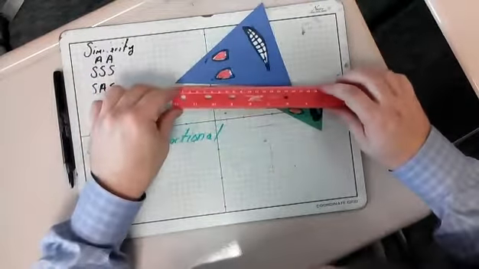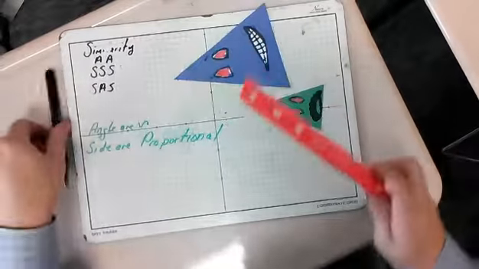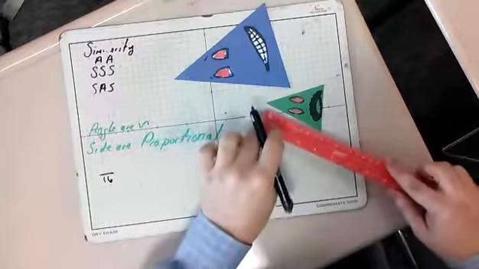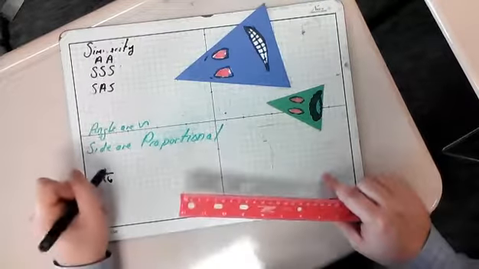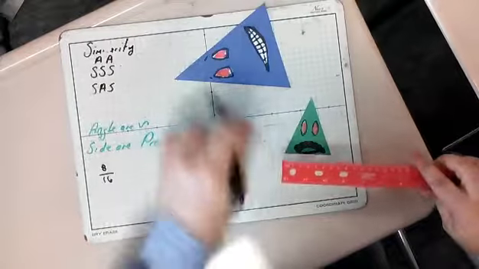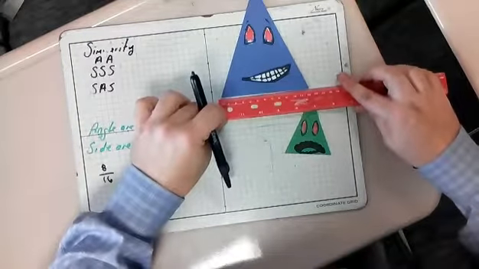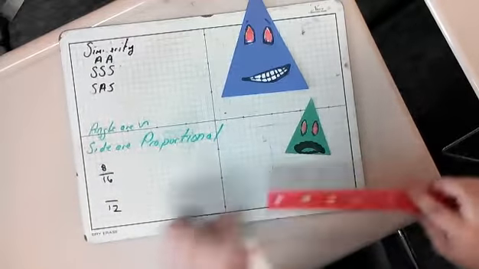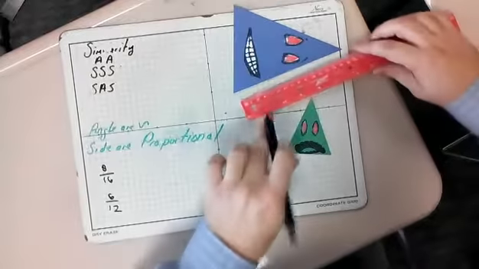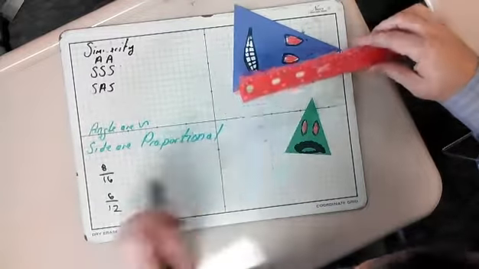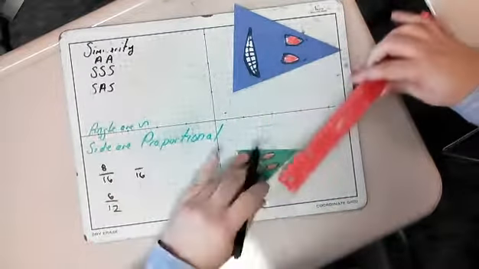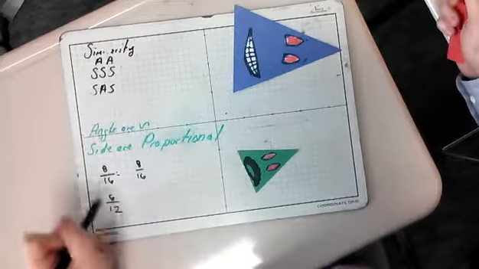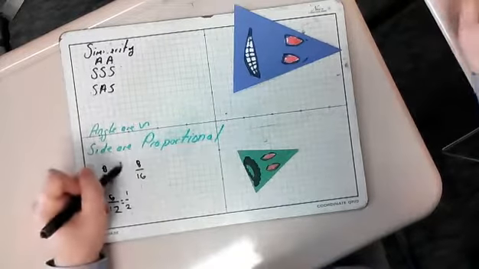Okay, so this guy, he's about 16 centimeters. I'm going to write that down. 16 centimeters. Going the same way, he's about 8 centimeters. I have to check all three sides. So this is 12, and that's 6. Then I twist them around this way, and that's about 16. And that's about 8. Now, if we reduce these, they all come down to about 1/2.